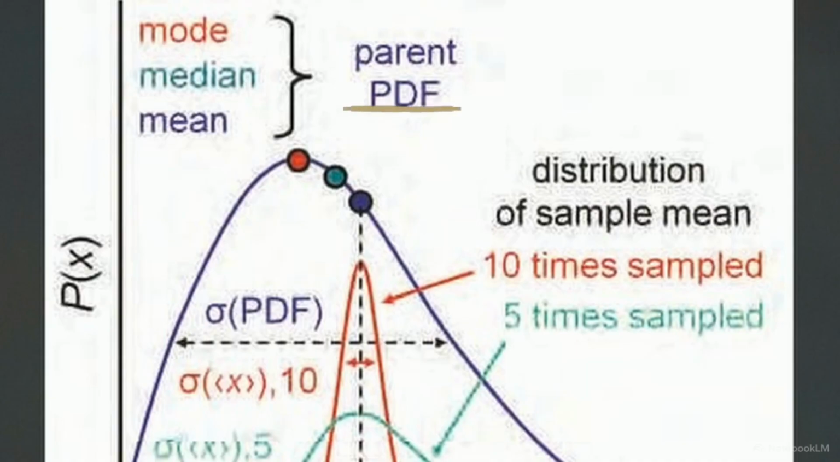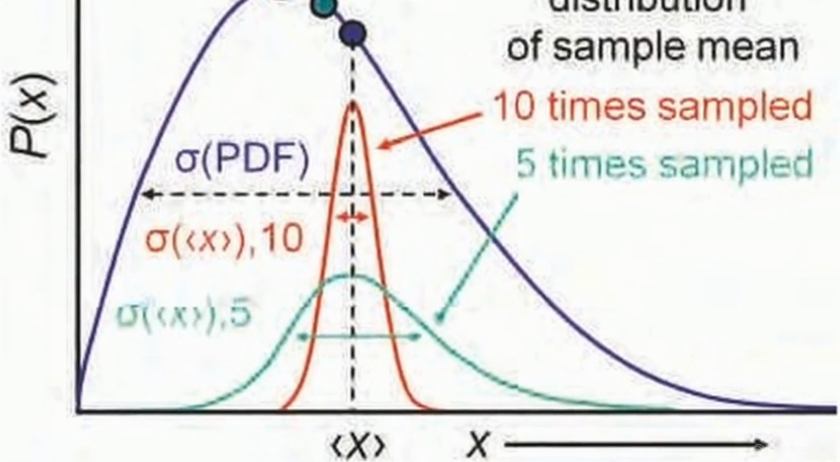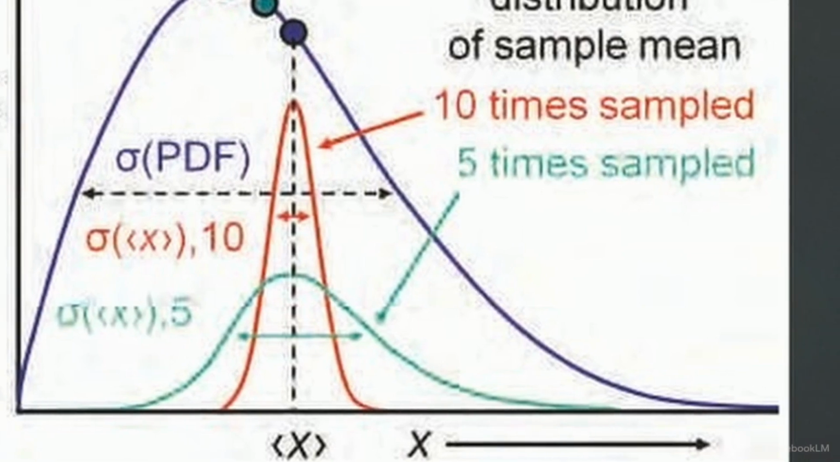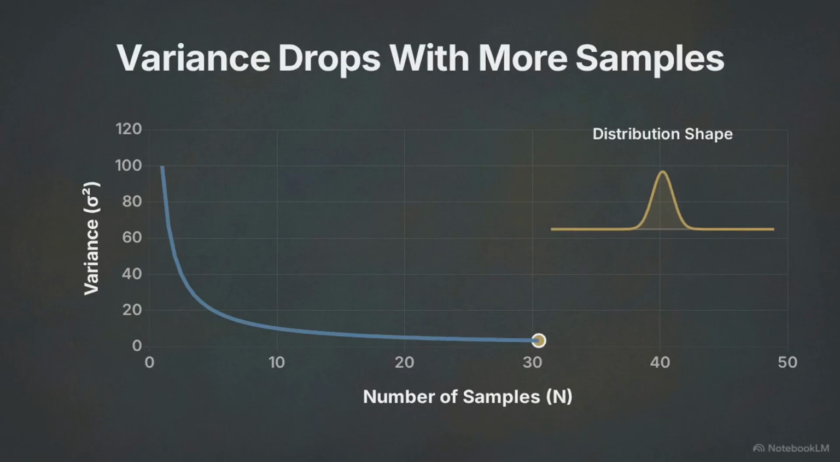Look at the blue parent distribution. It is heavily skewed, with the mode pushed far to the left of the mean. If we randomly draw from this parent distribution and sample it 5 times, the resulting distribution of those sample means, shown in green, begins to shift. Increase that to 10 samples, and the red curve emerges. The distribution of the sample mean inherently forces itself into a normal shape, regardless of the extreme asymmetry of the source data. The variance of this new normal distribution scales inversely with the number of samples.